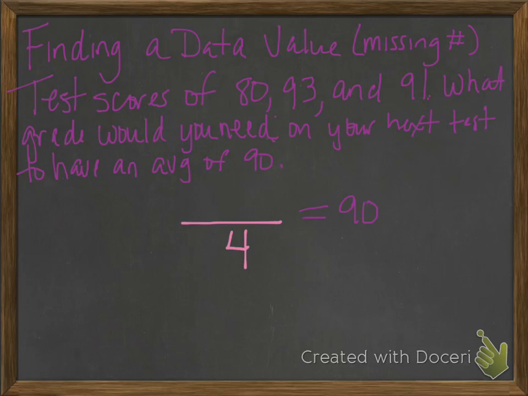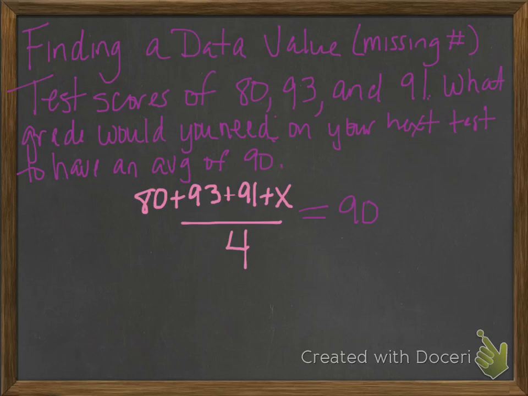All right, I know 3 of the tests. One's 80, one's 93, one's 91. Now that 4th test, I do not know what the score will be. I need to find that out. So if we don't know something, we always use a variable. In this case, we're going to use x. It's the same formula as the previous slide, except now my missing number is one of my values in my data. All right? So we're going to follow order of operations.